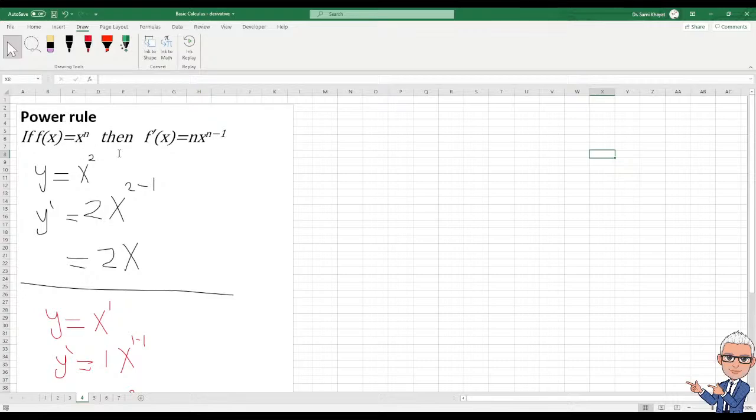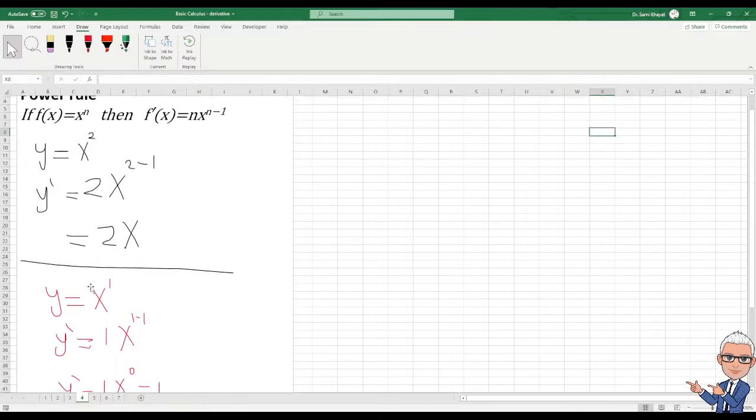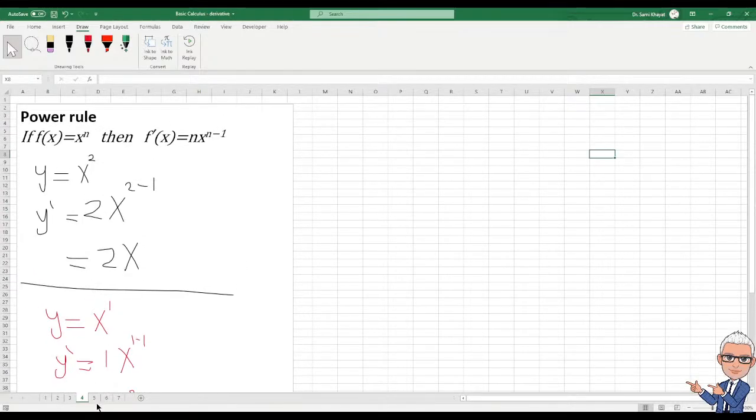If you have a variable with any power n, the derivative will be n times x to the power n minus 1. Now, I give examples here.